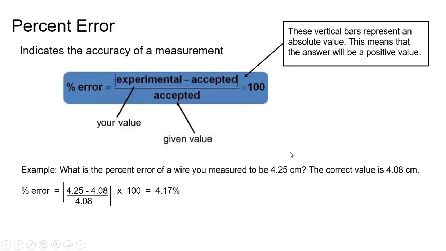Percent error. It's asking you for the error. You will be given the correct value for yours, and what you do is you set up your experimental minus accepted and divide it by accepted.